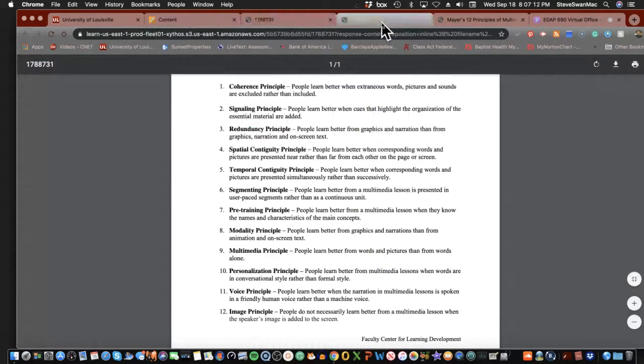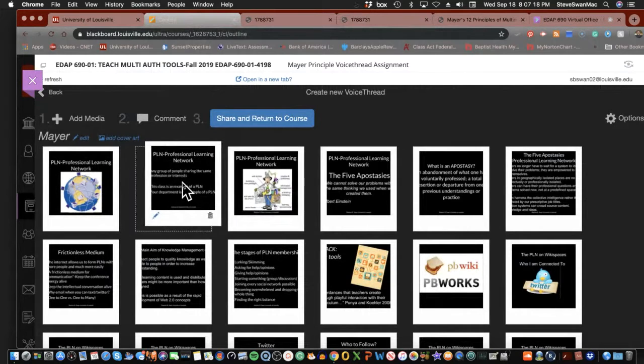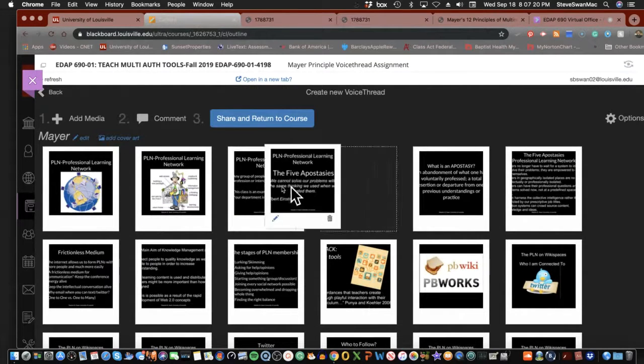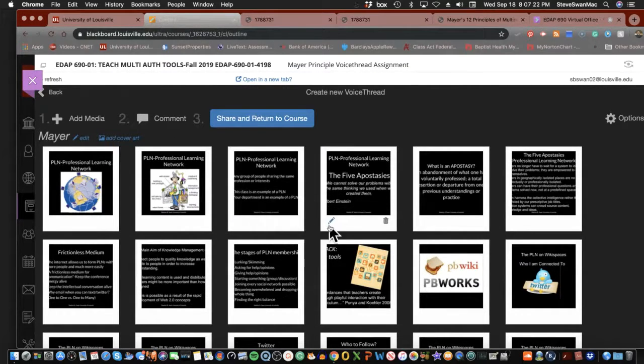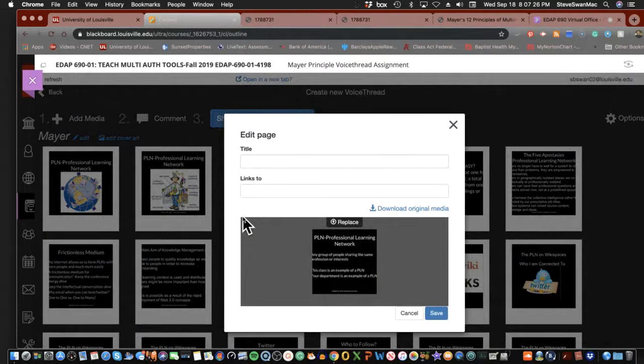What I want to do is, well, we'll go back and look at it. This is pretty straightforward. Move things around. See? Ding, ding. If you click on the pencil, you can go in and you can do a citation. You can do a comment. You can do a caption. That's the word I was looking for.